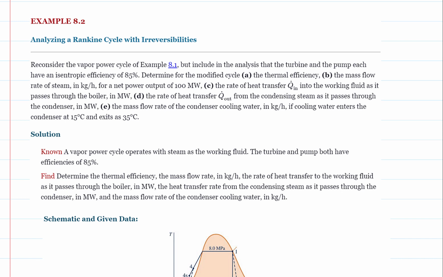This question is almost the same as example 8.1. The only difference is that in this problem, the turbine and the pump accompany irreversibilities. They don't follow the isentropic process. We are going to determine the actual state using the isentropic efficiencies.